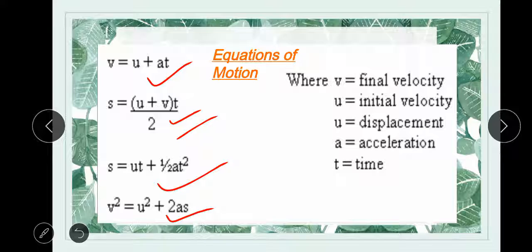Here the symbols have their usual meanings, where v is the final velocity, u is the initial velocity, s is the displacement, a is the acceleration, and t is the time.